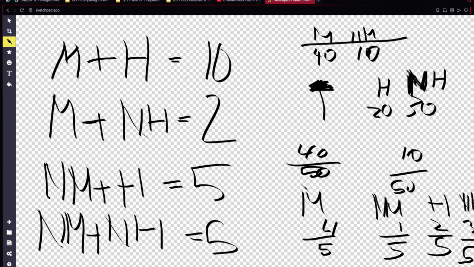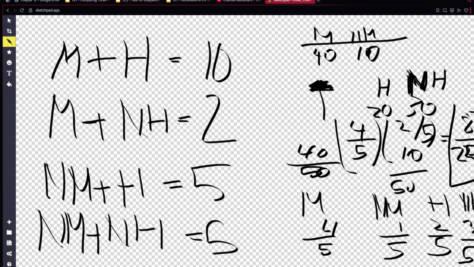But let's calculate the proportion of married and happy. Assuming independence, it is 4 out of 5 times 2 over 5. That will give us 8 over 25. I'm not sure if we can factor that even further, and I don't think so, so we'll just keep it at 8 over 25. Anyways, this is the probability that someone will be married plus happy.